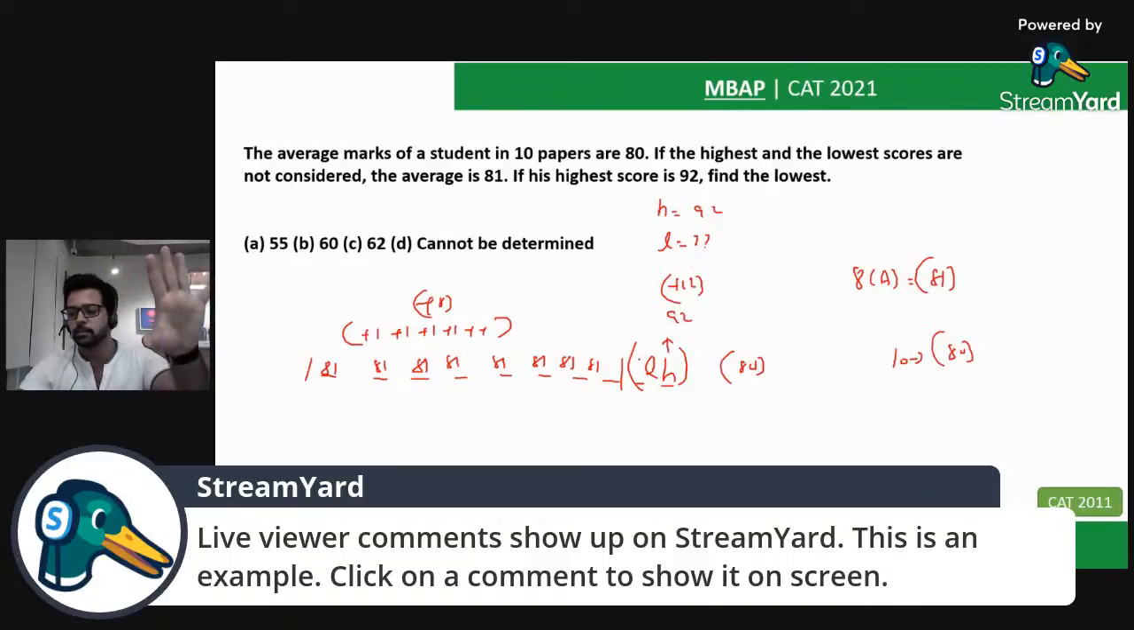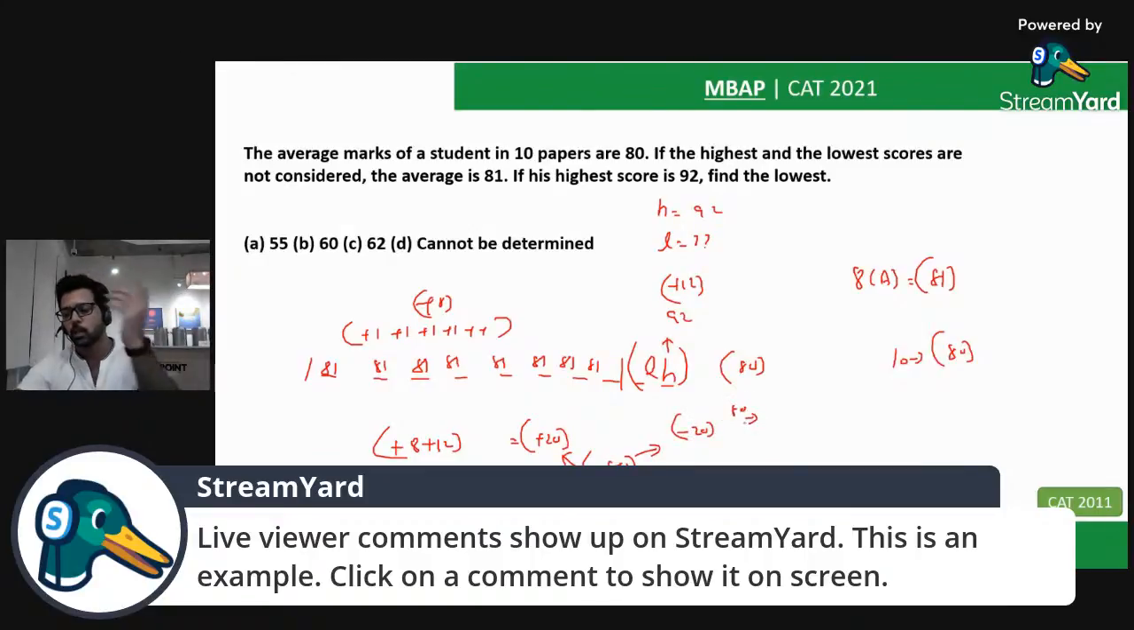So the first 9 of them, excluding the lowest score, are carrying how much more? 8 plus 12, which is 20 more than the average of 80. If a set of 9 people are carrying 20 more than 80, to come to the equilibrium point, the last person should carry 20 less than 80. Hence the answer is 80 minus 20, which is 60. The answer would be option number B, which is 60. Beautifully, you have solved the CAT 2011 question. Very easy question.